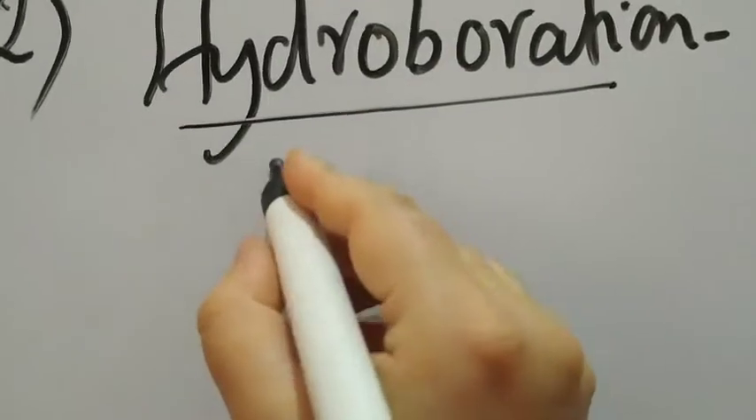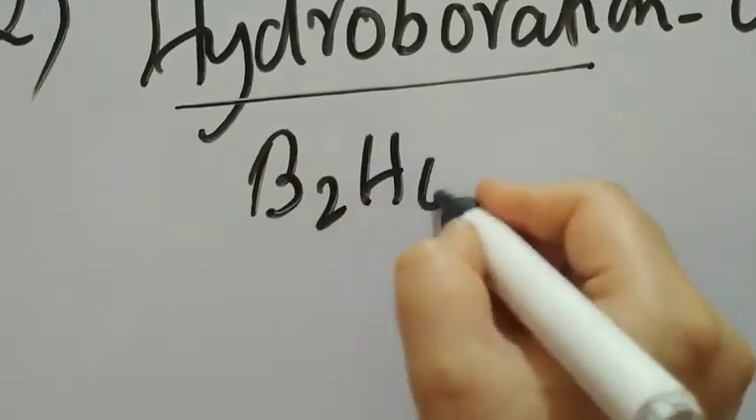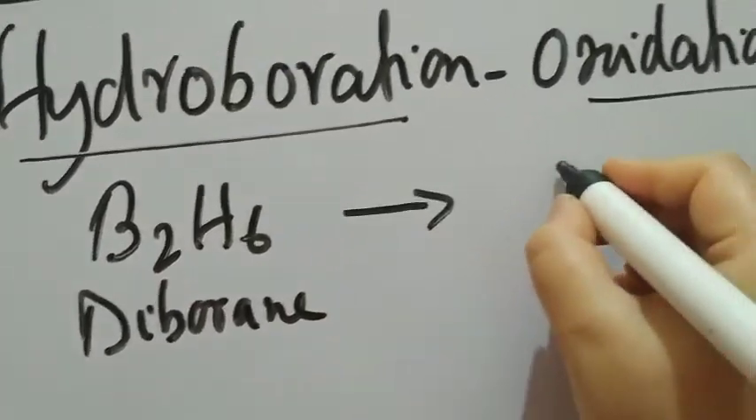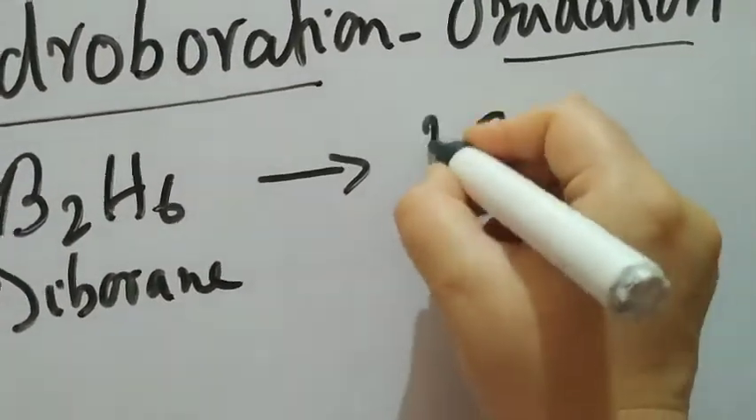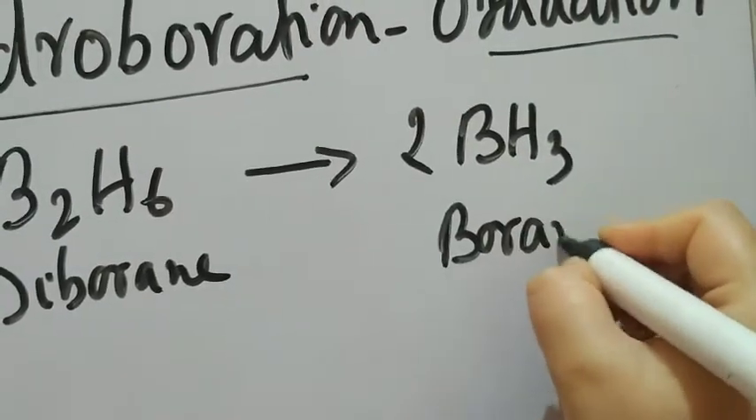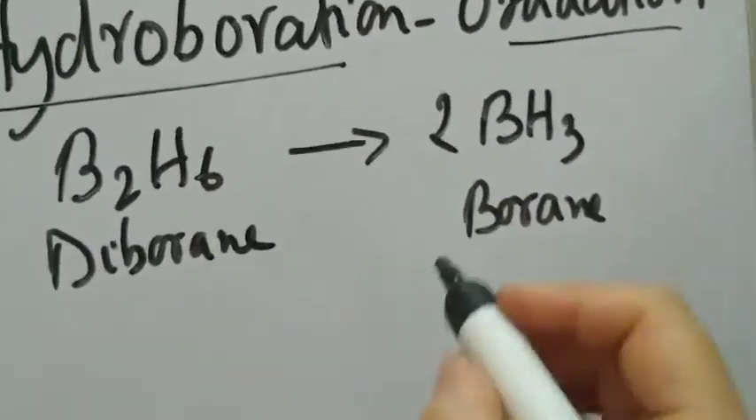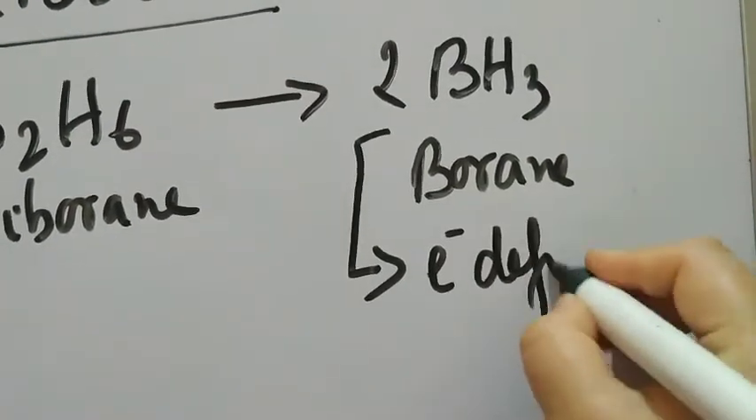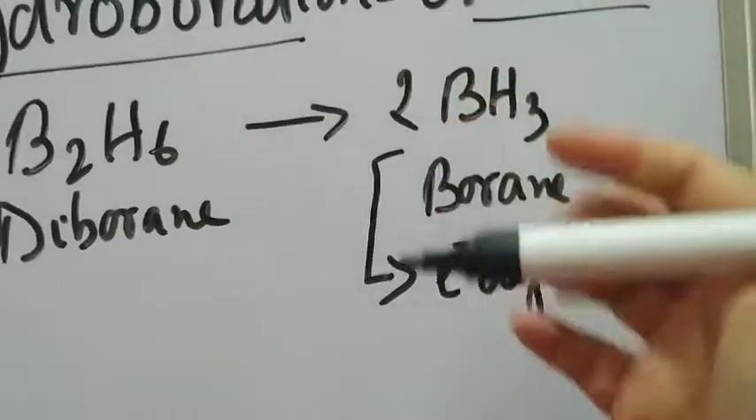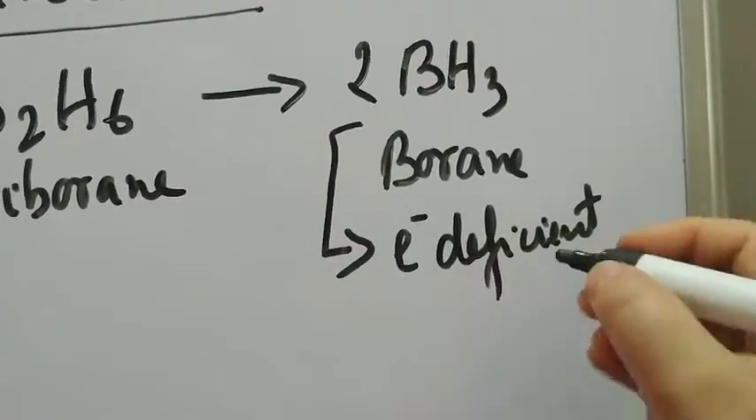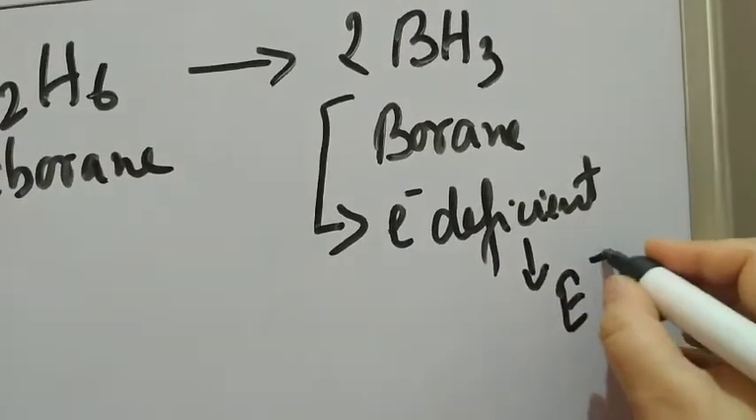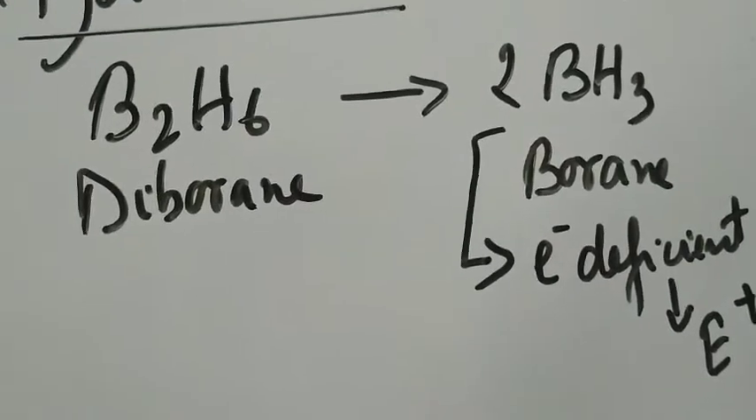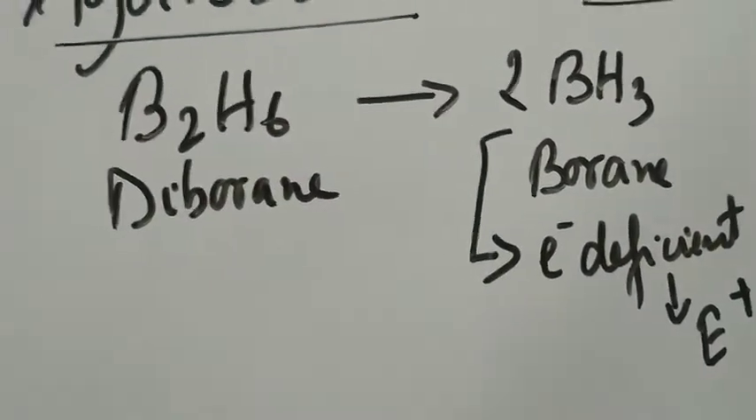We start with this compound B2H6. The name of the compound is diborane, and we can very well write it down as BH3 two molecules, which is simply borane. The chemical composition is the same. What is specific about this BH3 is that it is electron deficient. Boron compounds, as you know, are electron deficient, with an incomplete octet on boron, and that is why it acts as an electrophile. So the mechanism involved in this reaction is an electrophilic addition.